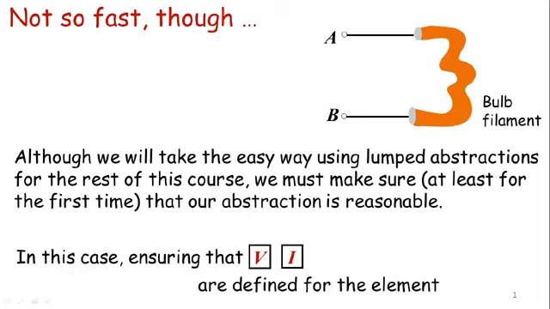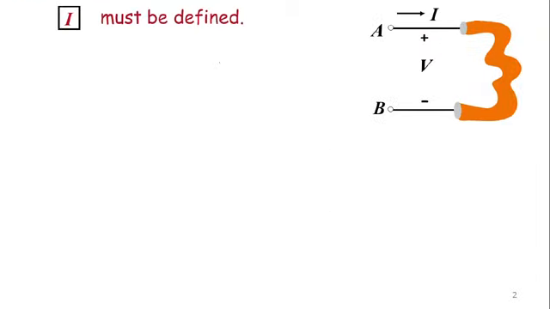In this case, ensuring that the abstraction is reasonable is tantamount to making sure that the V and I that we have defined for the element are valid. There's a V here and an I here that we've defined for the element, and I need to be sure that those two are truly defined in a unique manner for the element. So let me start by looking at the same filament and under what conditions I might be defined.